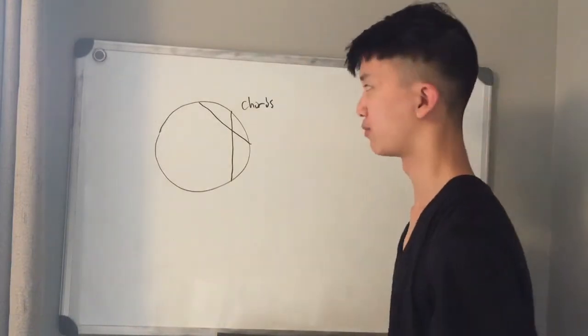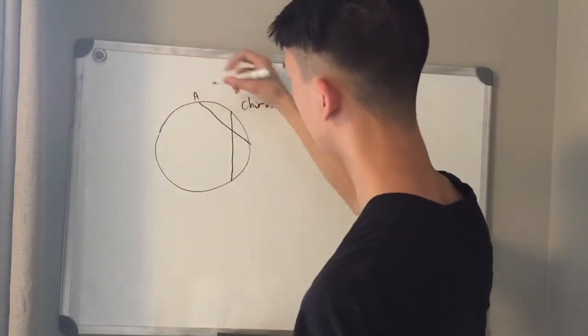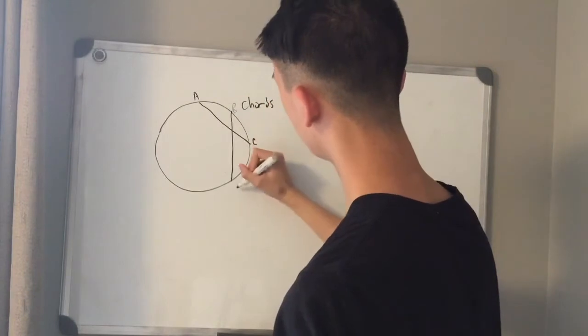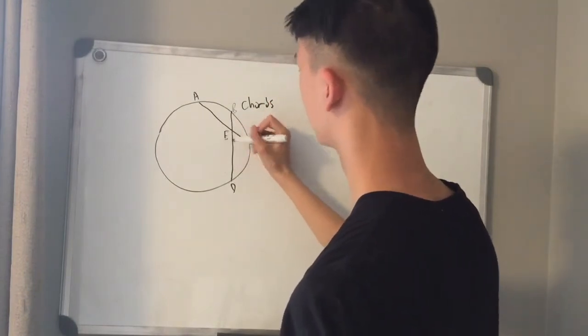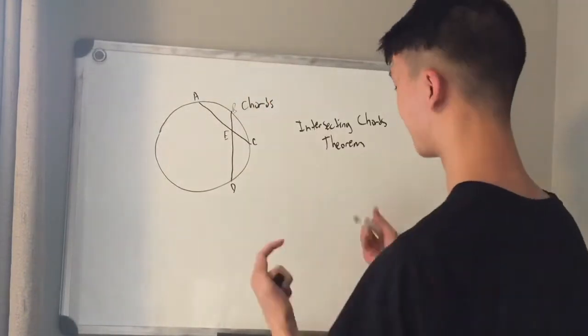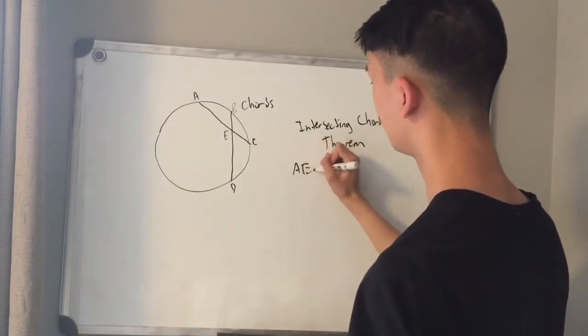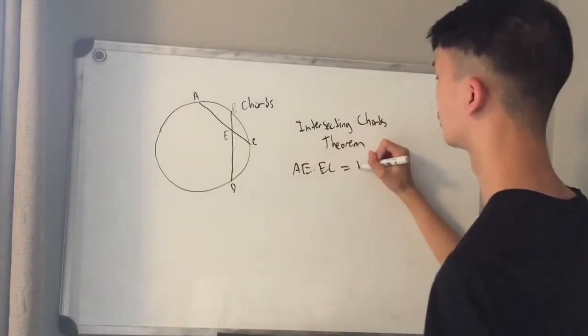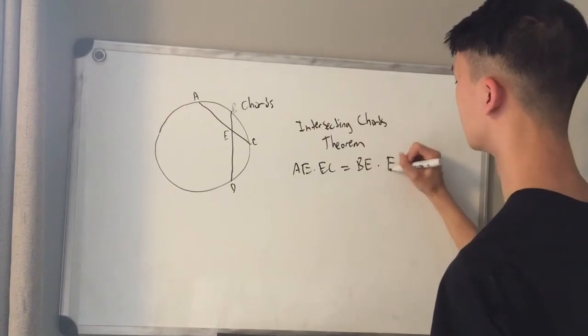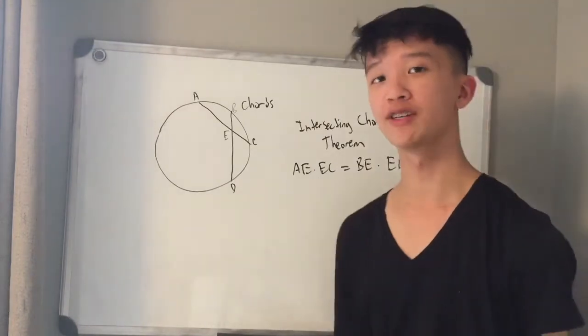And so now let's draw some points: A, B, C, D, and E. The intersecting chords theorem states that AE times EC is equal to BE times ED. So let's try this with an example.